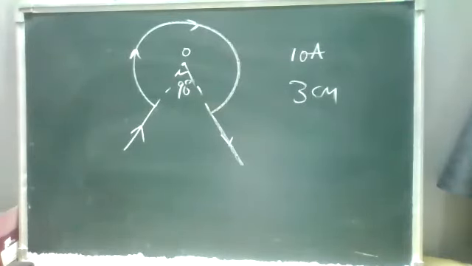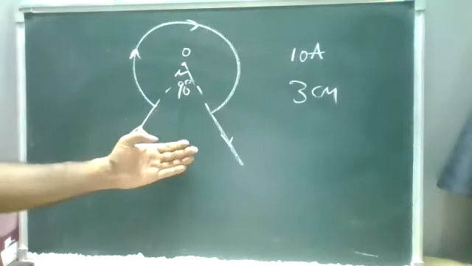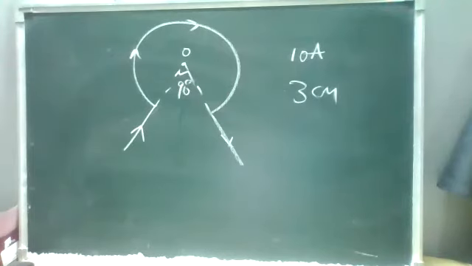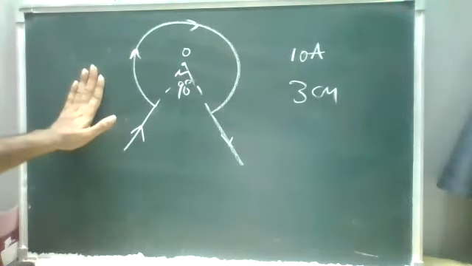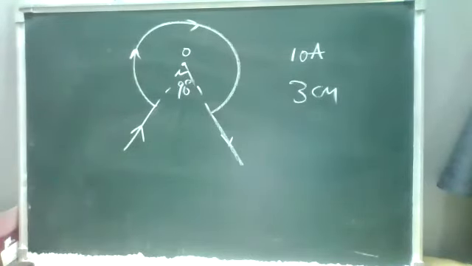Now remember, although this is circular, there is a small portion which is left out. Let me repeat the question. The wire shown in the figure carries a current of 10 amps. Determine the magnitude of the magnetic field at the center O. Given the radius of the bent coil is 3 centimeters.